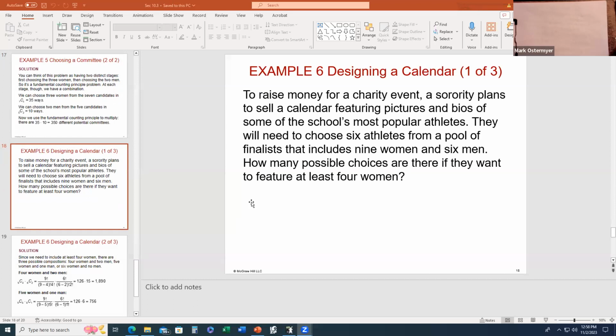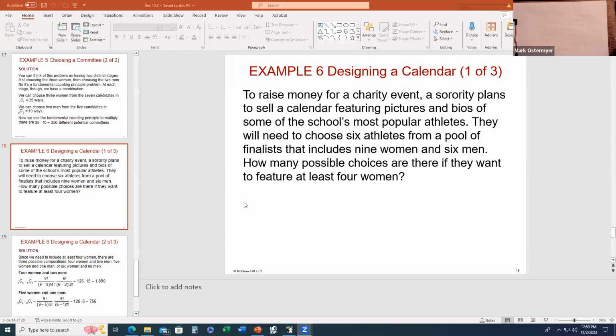All right, example 6, designing a calendar. To raise money for a charity event, a sorority plans to sell a calendar featuring pictures and bios of some of the school's most popular athletes. They will need to choose 6 athletes from a pool of finalists that includes 9 women and 6 men. How many possible choices are there? Okay, if they want to feature at least 4 women. At least 4 women.